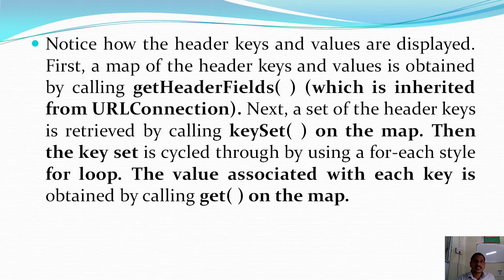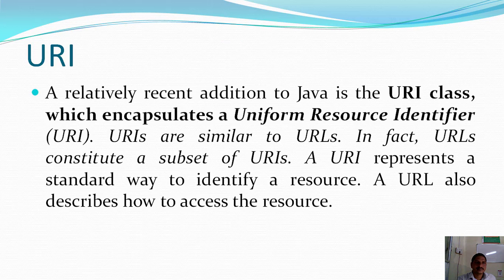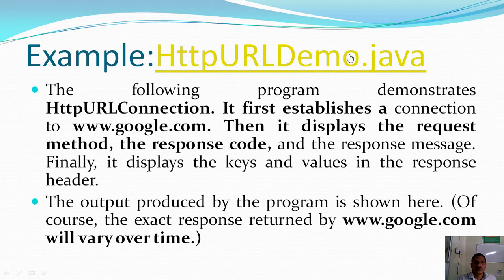Notice that the header keys and values are displayed. First, a map of the header keys and values is obtained by calling the getHeaderFields method, which is inherited from the URLConnection class. Next, a set of the header keys is retrieved by calling the keySet method on the map. Then the key set is cycled through using a for-each style for loop. For each key, the value associated with it is obtained by calling the get method on the map. Okay, like this the program is designed. See this program, HttpURLDemo.